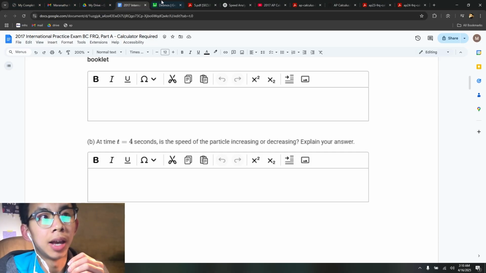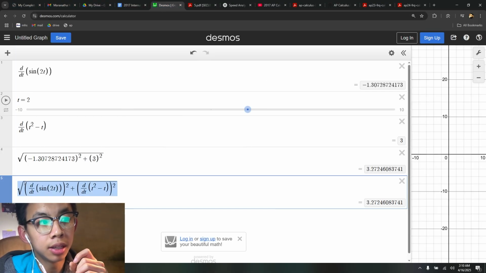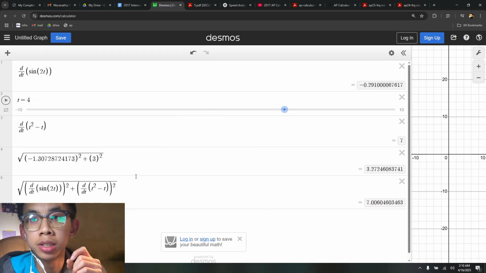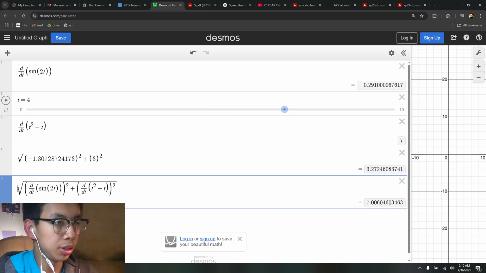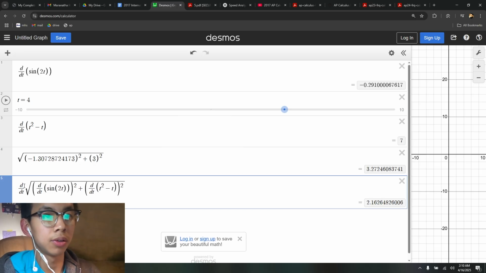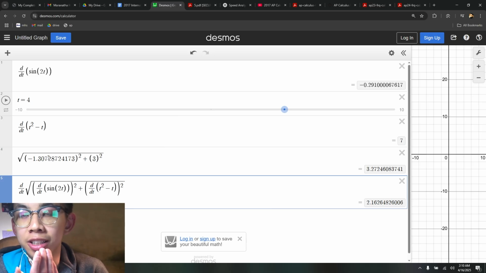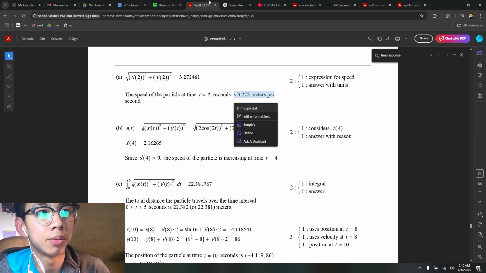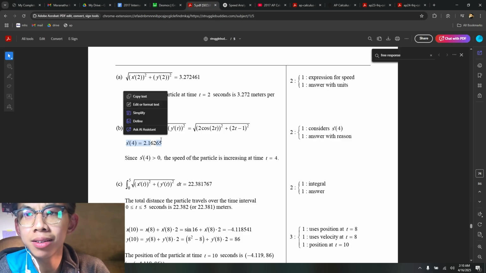Now, as I said before, this is going to be my speed. I need to find out, is this value at t equals 4 going to be positive or negative? Simply d over dt of this thing. This is going to be s prime of t, the derivative of speed. 2.16, positive, greater than 0, therefore increasing. See, not too bad.